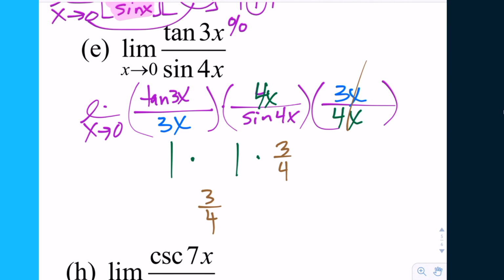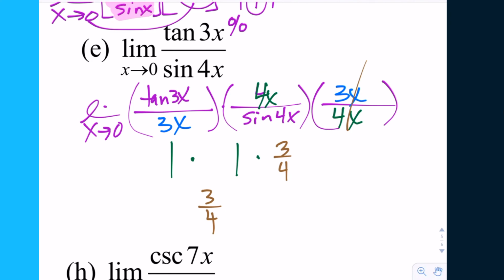So it could be tangent to tangent. It could be sine over sine. It could be tangent over sine like it is, or it could be sine over tangent. As long as it's tangents and sines, and that's it, it will always just be, as you're approaching 0, the quotient of the angles. Good.